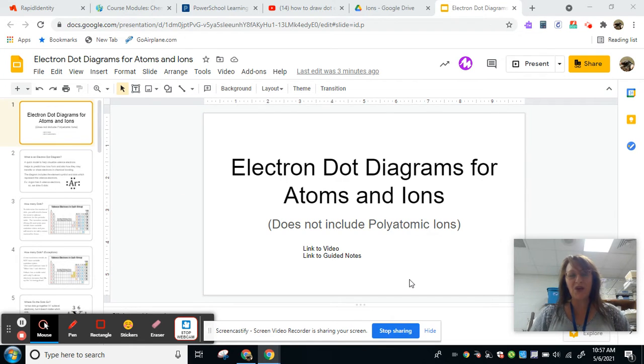Guys, Miss Venable here, bringing you a presentation on electron dot diagrams. We will look at atoms and we will look at ions. We're not going to include polyatomic ions just yet. Those will come later, and we're really never going to do dot models for those.